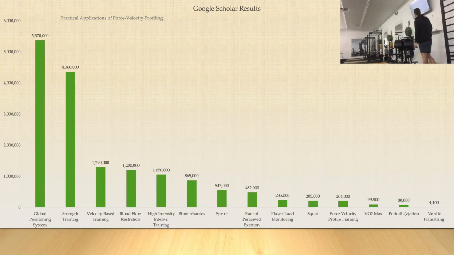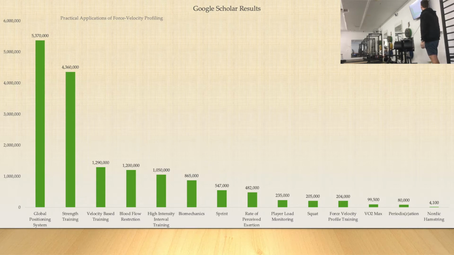Bit of a useless bit of information, but I just did a little Google Scholar hit to look at how popular force velocity profiling or velocity-based training is becoming. Obviously, GPS and strength training are sort of the top. This could apply to how a car runs too, it's not particularly the human body. But velocity-based training sits up pretty high. And then you've even got force velocity profile training here. I hadn't put the word training, otherwise it would have jacked up here. It sits higher than Nordic hamstring, periodization, SNZ, and VO2 max. So it's becoming pretty popular.